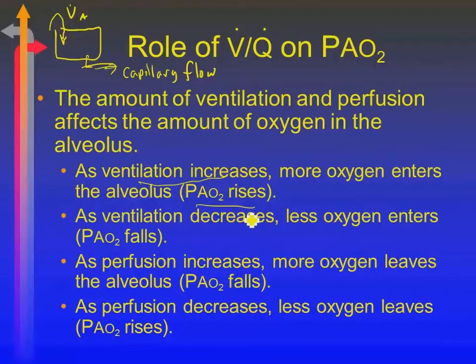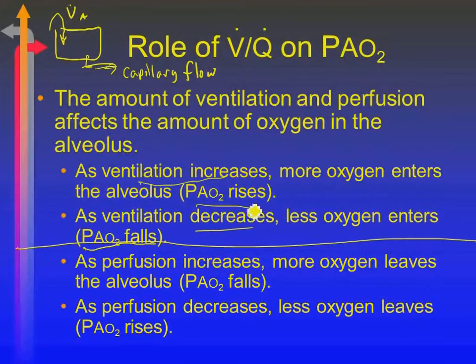Put more oxygen into the alveolus by increasing alveolar ventilation. I'm going to have a higher PAO2, and ultimately the arterial value is going to rise also. If I have a situation where ventilation decreases, less oxygen is able to enter into the alveolus. Less water is entering the tub, so the water level is going to be lower, because there's always some draining off. So there's a direct relationship between ventilation and alveolar PO2. Increase alveolar ventilation, increase alveolar O2.